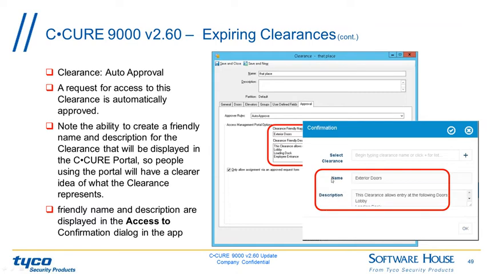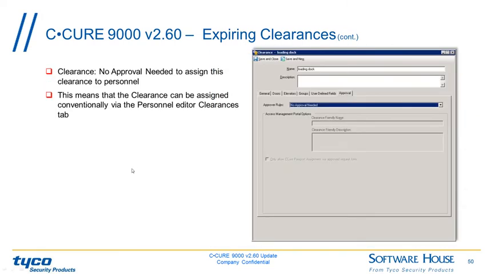And so you can see in this instance, when somebody selects the clearance, they're going to be able to see that name, and they'll scroll down and be able to see the doors that the clearance applies to. Again, this is customer entered, and it's not mandatory, but it gives the customer a way to make the application easier to use for their people. You can set up the clearance for no approval needed, and again, this allows the clearance to be assigned manually, what I'll call old style.